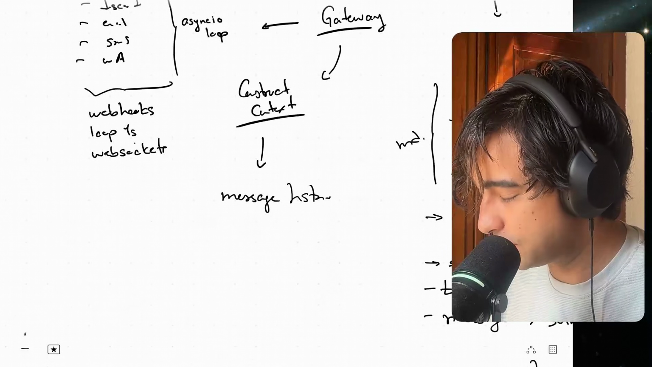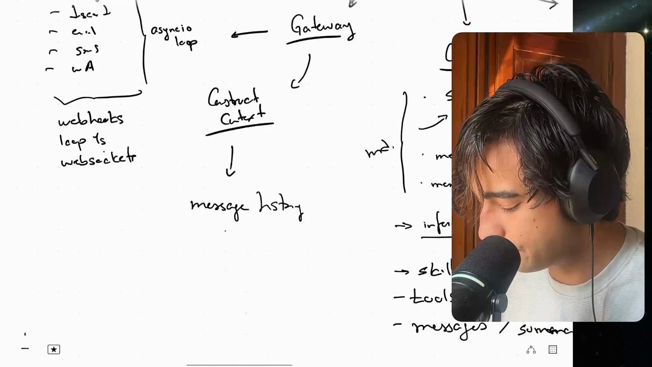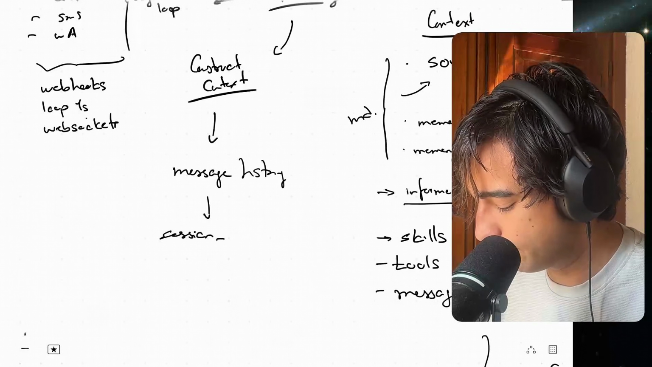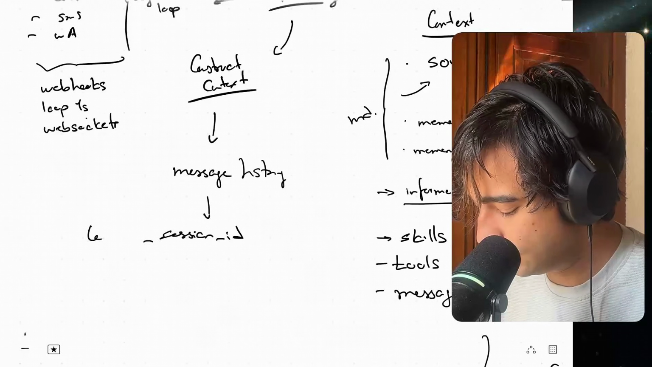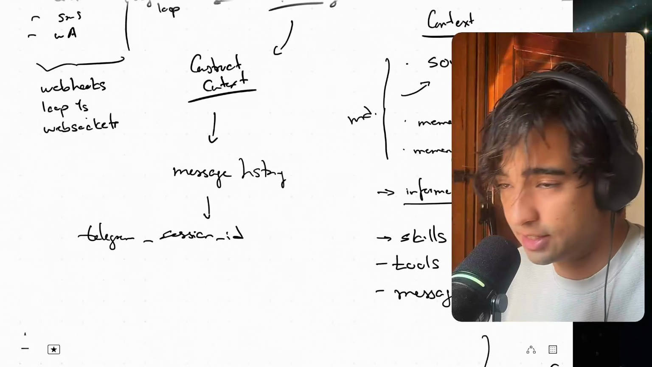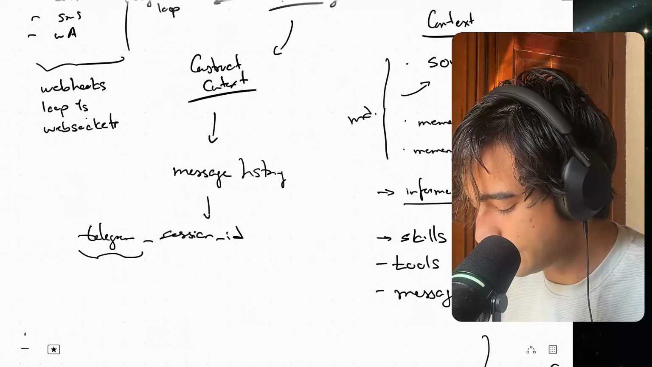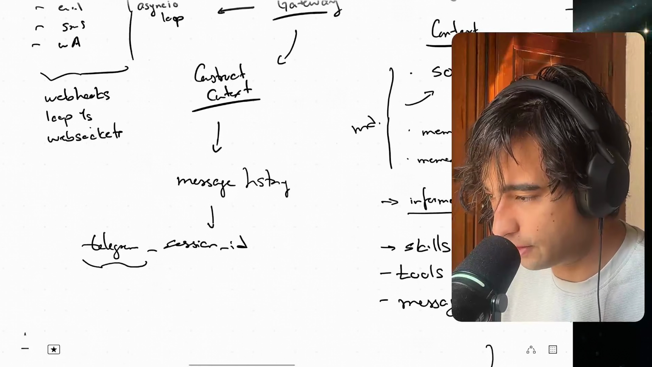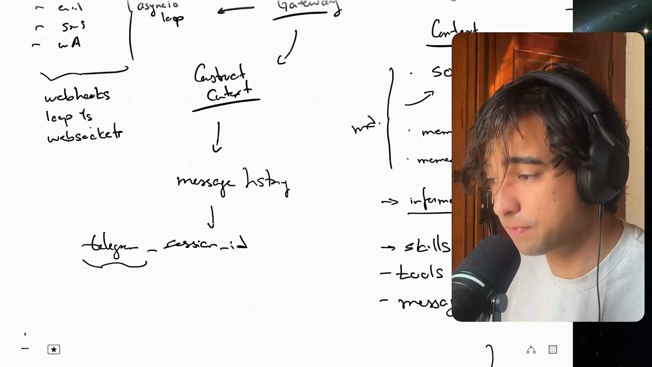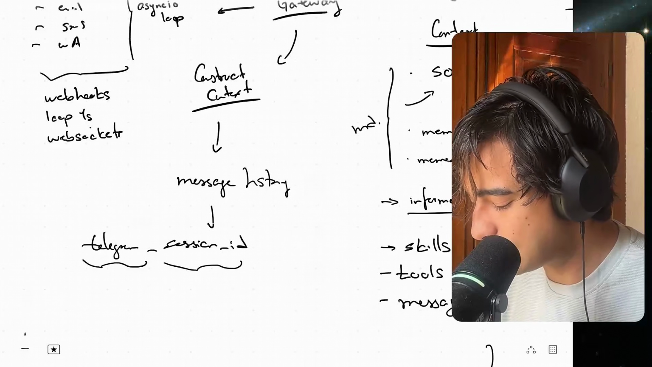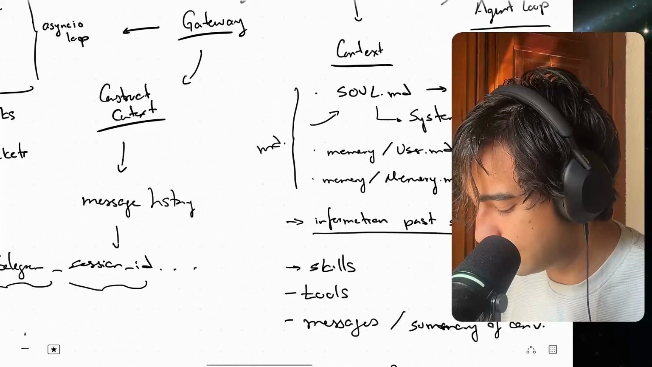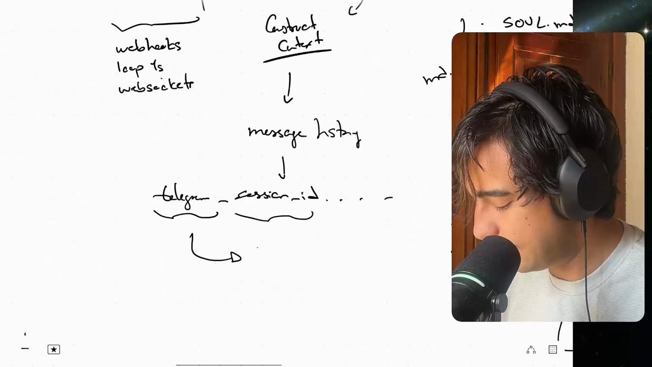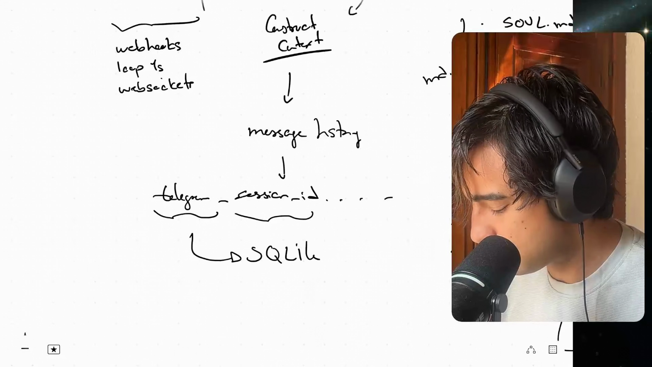Okay? And the message history is going to come from the session ID, and then Telegram. This is kind of its identifier. The first part of the identifier of your message history is going to be the name of the gateway. So the name of your session identifier is going to be Telegram, then the session ID that Telegram returned, and then some other IDs to build the whole thing. And this is going to be stored in a local SQLite database.